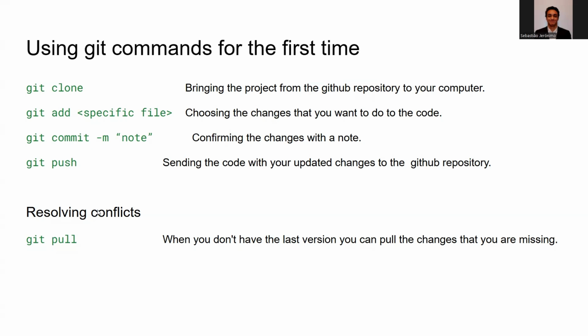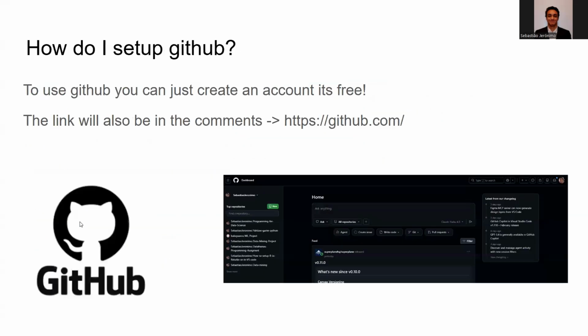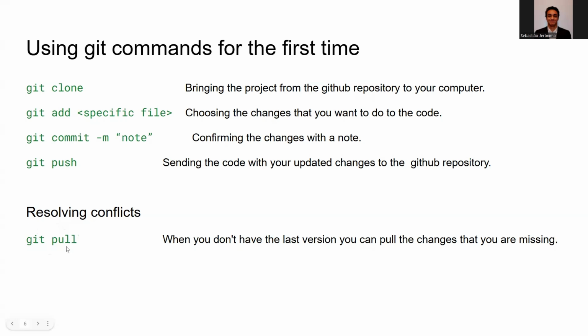Git push is to send your updated changes to the repository. And git pull is for when you have a conflict, which means you're trying to alter a change that is already updated. Okay, we will see a much more detailed version of this in the future.